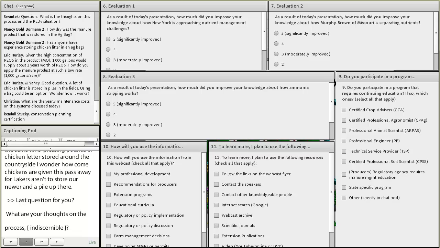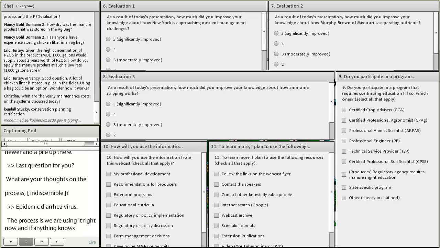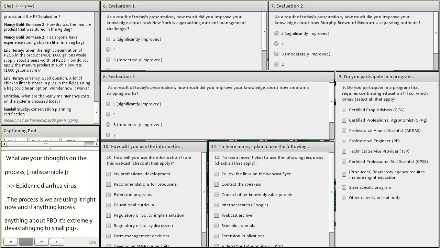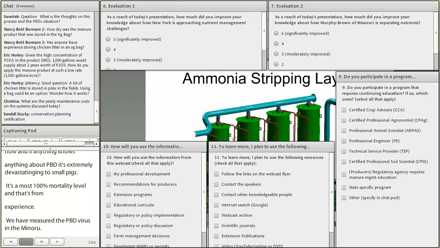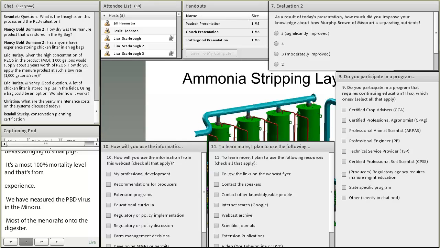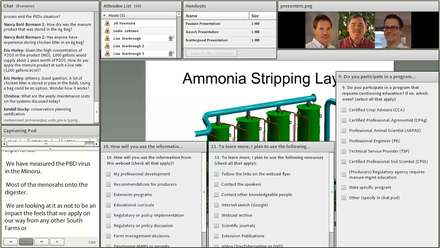The process, as we're using it right now, and if anybody knows anything about PEDV, it's extremely devastating to small pigs. It's almost 100% mortality level. That's from experience. We haven't measured the PEDV virus in that manure. Most of the manure has gone through a digester. We're looking at it as not to be an impact. The fields that we apply on are away from any other sow farms or any other farm that raises hogs. So it's a pretty captive system, so what's generated there would probably stay there. As far as the destruction system, that has yet to be measured.